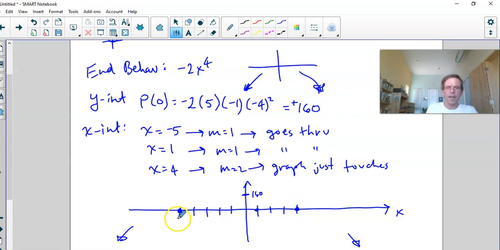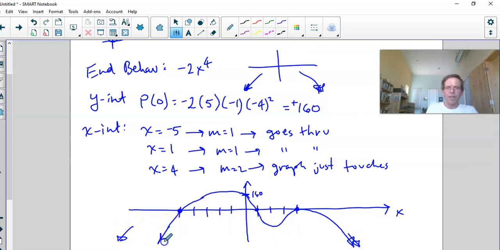All right, let's start at the left. As we come up to the -5 one, it says go through. So we come up there, and there's no other x-intercepts before the y-intercept, so we're going to have to come through the y-intercept somehow. And what does it do at 1? Well, it goes through again, so that's okay. We come down through the 160. Oh, and this is kind of cool, right? It must turn around because it's just going to touch at 4, and that means it can go back down, just like we want the end behavior.